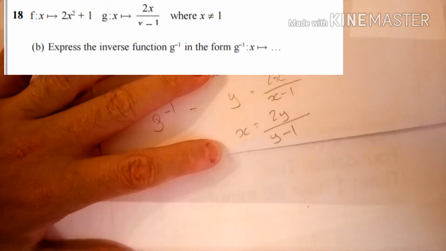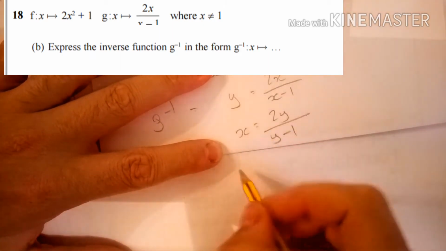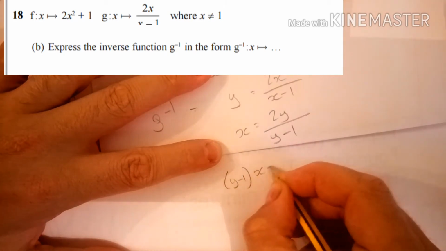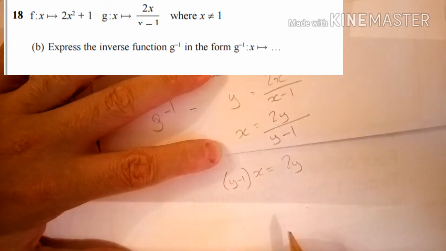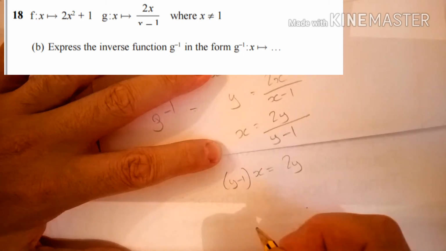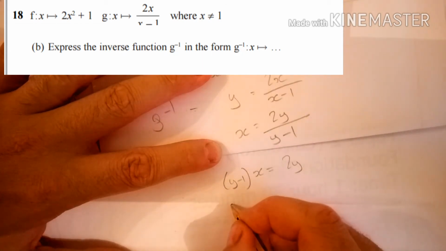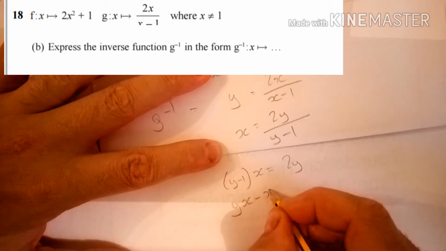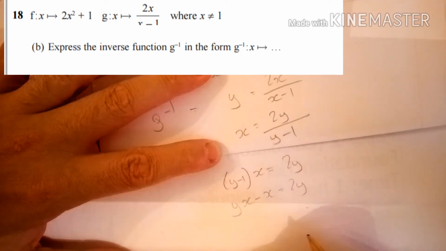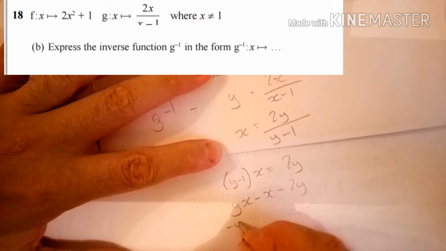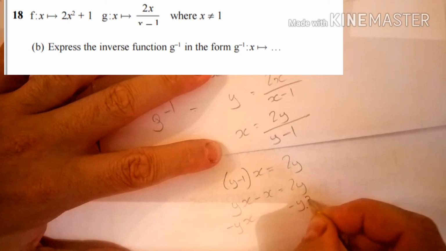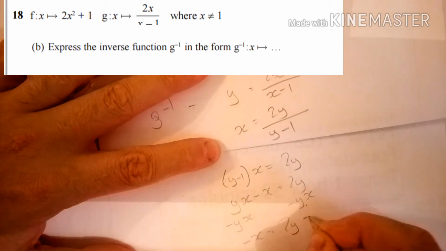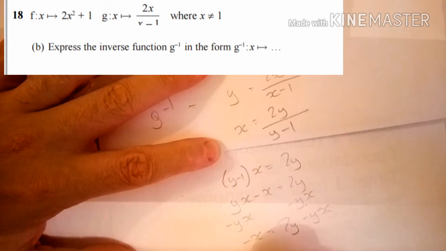And now I need to make y the subject of this formula. I hate fractions, so let's get rid of them. So I've got y minus 1, x equals 2y. Okay, let's expand the bracket. So yx minus x equals 2y. Let's get my y's on one side, so minus yx, which leaves me with minus x equals 2y minus yx.